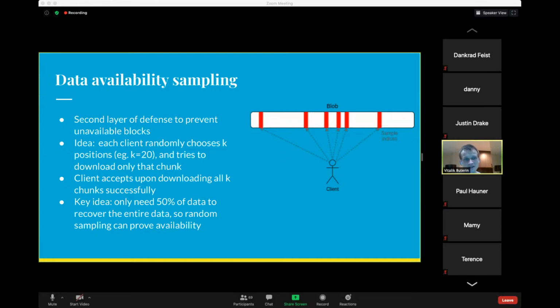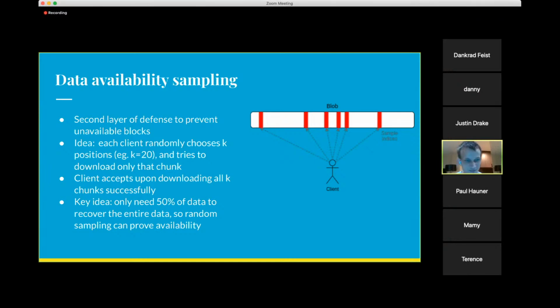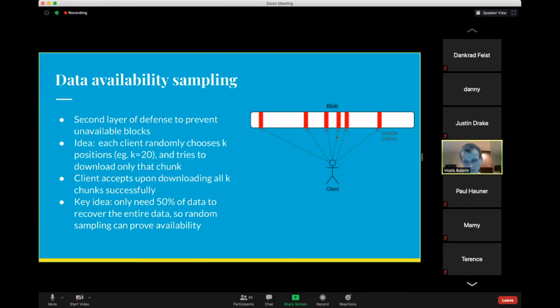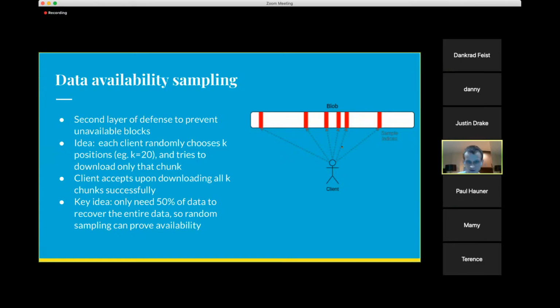So here we have this clever mechanism where, instead of the nodes downloading all of the data, each client randomly chooses some set of positions and tries to download only the chunks at those positions. The client accepts only when they download the chunks at all of the positions they asked for successfully. Dankrad went over this briefly, but the basic idea is that if you make 20 samples, then in the case where less than 50% of the data was available, with probability 1 minus 1 over a million, at least one of your sample checks is going to end up failing.